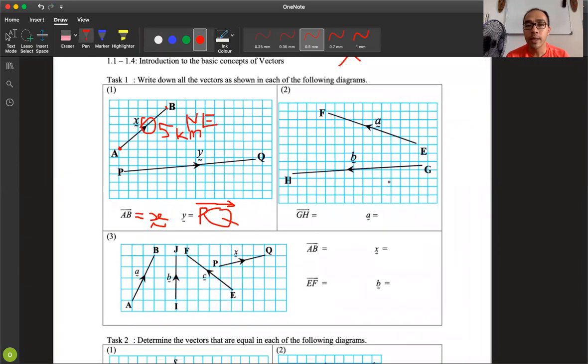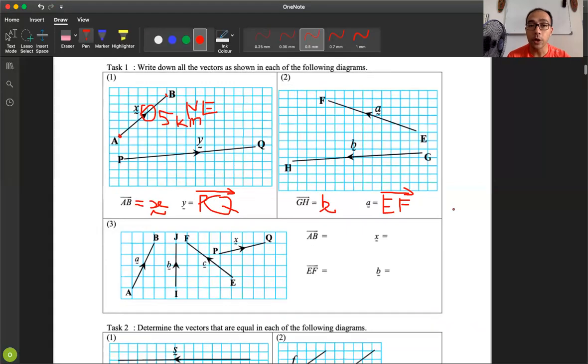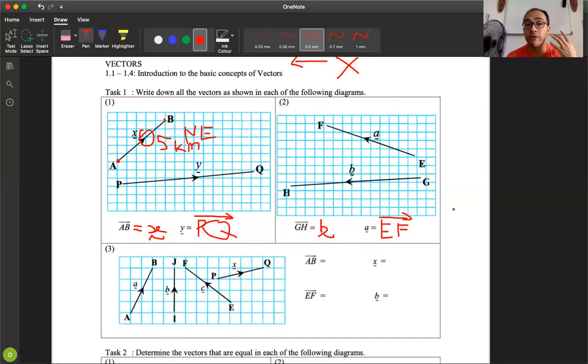So let's look at question number 2. Vector G to H. Point G to point H is also represented by vector b kecil, so small b with the caching at the bottom. And then vector a is from point E to point F. So we write it down as point E to F. This is very suffering, trying to write this. I can't wait for my new pen to arrive. So E to F lah. And that's how we represent vectors.